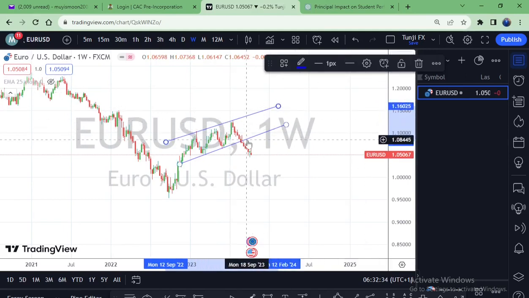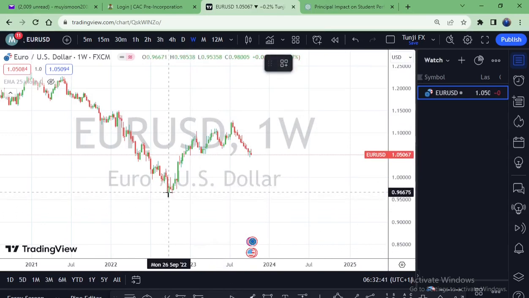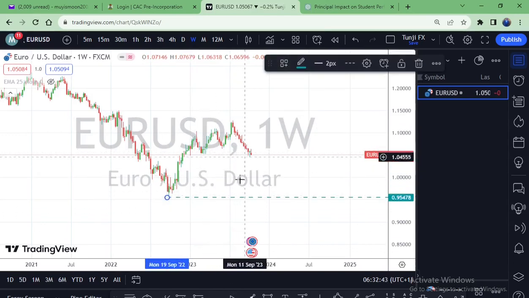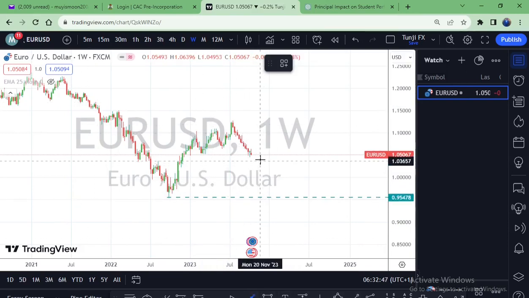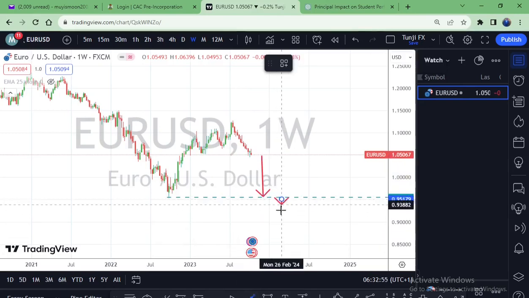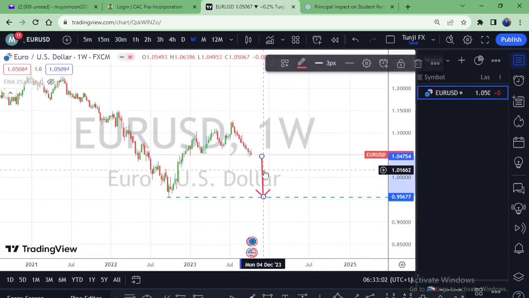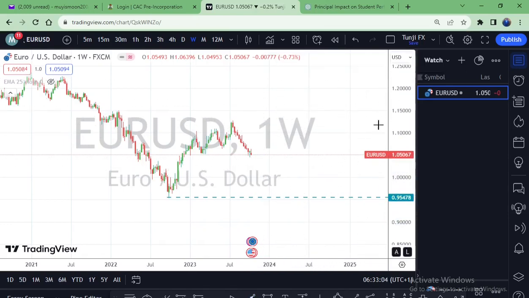Then going down on the daily, you can easily spot it. You can easily use this as our target on the weekly. So market could just drop down to this, or even drop further. So it depends on what the market wants to do going into the following weeks.